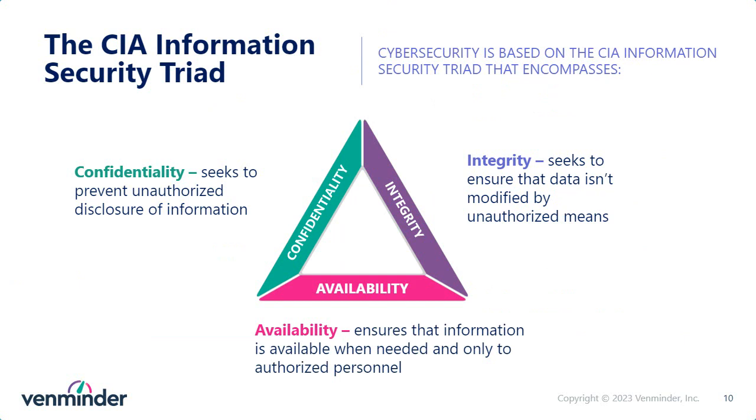So we mentioned earlier the CIA Information Security Triad. What is that? I talk about this in a lot of my cybersecurity webinars because it really is the foundation of cybersecurity in its most simplistic form. It includes confidentiality, which is preventing the unauthorized disclosure of information. To guarantee confidentiality in the CIA triad, vendor communication channels and media have to be properly monitored and controlled to prevent unauthorized access.